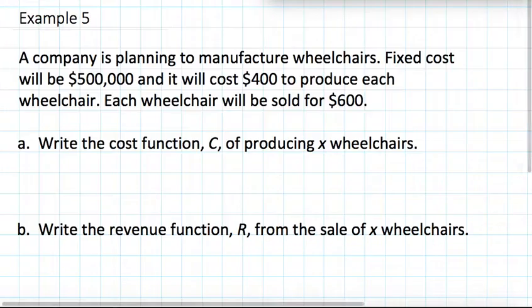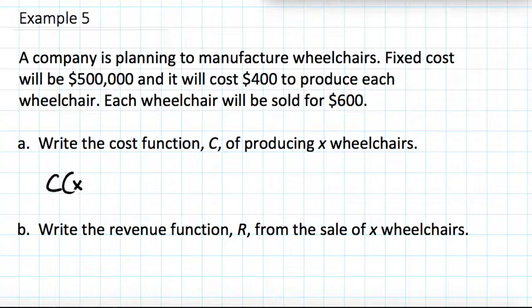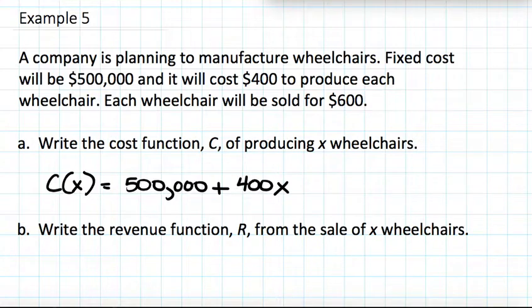So we're going to look first at example 5. This is looking at a company that's making wheelchairs. They have fixed costs of $500,000 and it will cost $400 to produce each wheelchair. Each wheelchair will be sold for $600. So we're going to start with our cost function, C of X. We add the fixed cost of $500,000 and the variable cost, it costs $400 to produce each wheelchair. So we multiply 400 by the number of wheelchairs that we are going to produce, which is X. So 500,000 plus 400X.